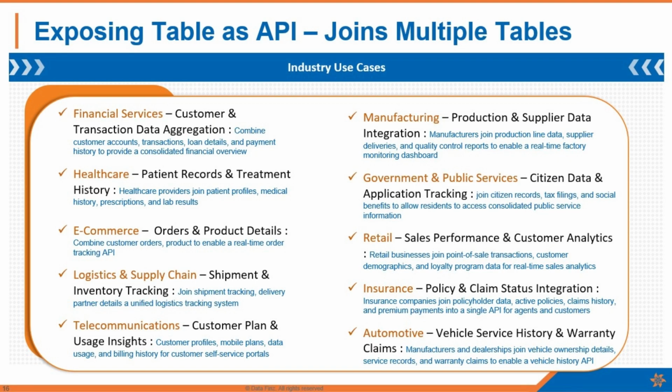Exposing tables as APIs using joins enables industries to consolidate data from multiple sources into a unified view. Whether it's merging customer transactions in finance, patient records in healthcare, or shipment tracking in logistics, this approach ensures comprehensive and connected data access for enhanced decision-making and analytics.